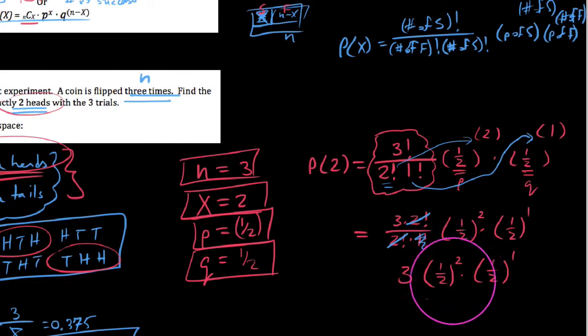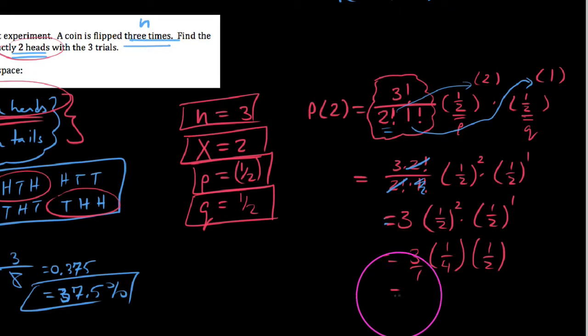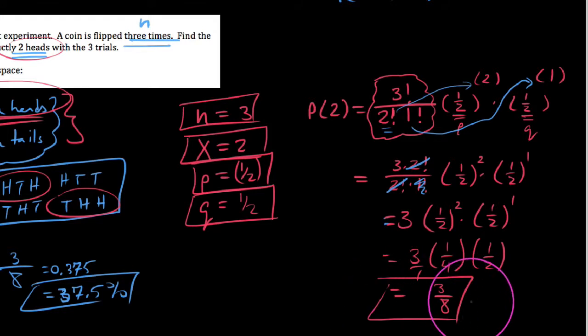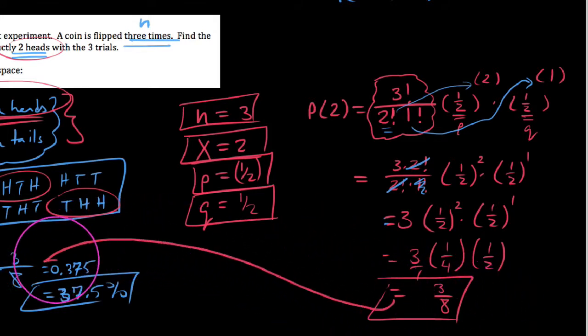Furthermore, when you raise a fraction to a power, you raise both the top and the bottom of the fraction to that power. So we get 3 times 1/2 squared, which is 1 squared over 2 squared, so we get a fourth. And then 1/2 to the 1 is just a half. Multiplying all these straight across, we get 3 times 1 on top, which is 3, and 1 times 4 times 2 on the bottom.